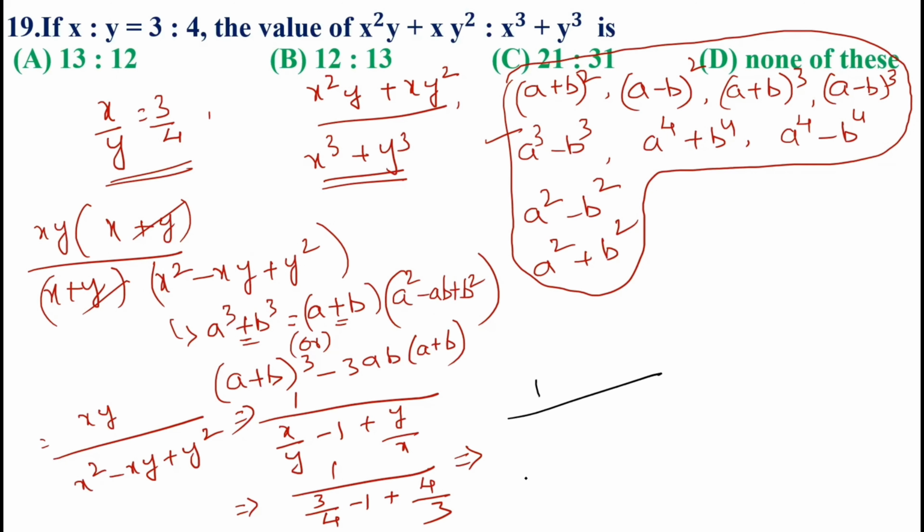1 by LCM is 12. So first one will become 4, 3 times 3, 9, minus 12, this will become 1 by 1. Then 3, 4 times 4, 4s are 16. So minus 12 plus 16, 4. So 4 by 13, 13 by 12, it will become 12 by 13. If you take the reciprocal, then it will become 12 by 13. So option P is the correct answer.